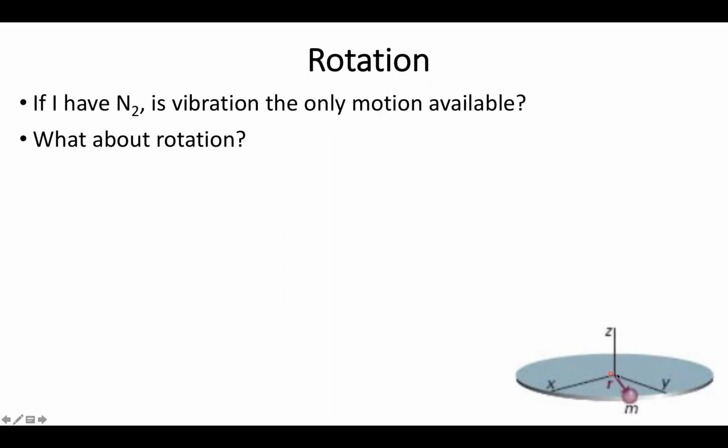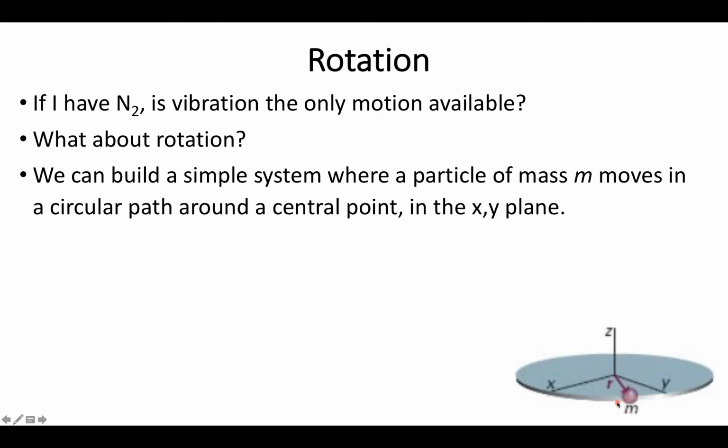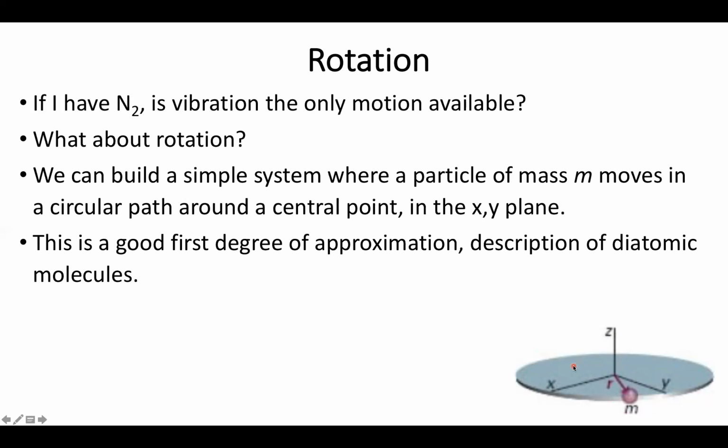We can go ahead and place one atom in the center and watch what happens when an object of mass m just moves in a circular path in an xy plane, just circling around each other. Now, it is worth noting that true rotations are going to have a lot more motion than this, but it's a pretty good first description of a diatomic molecule. We'll have to bring in some other features later, but for now, we're just going to talk about one atom rotating about the other atom.